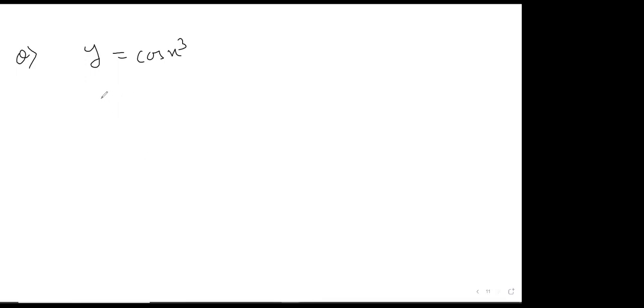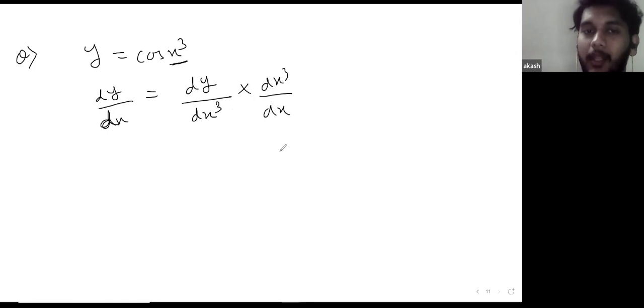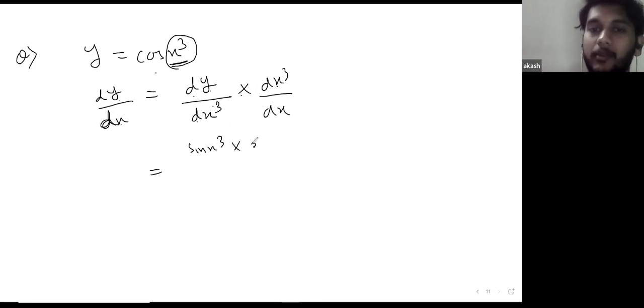How to do that? If you find dy by dx, just memorize this line. All right, then you will find it easy to solve. dy by dx is equal to dy by differentiation with respect to whatever that changed thing. So x cube into differentiation of x cube. So this is sin x cube into differentiation of x cube, which is 3x square.